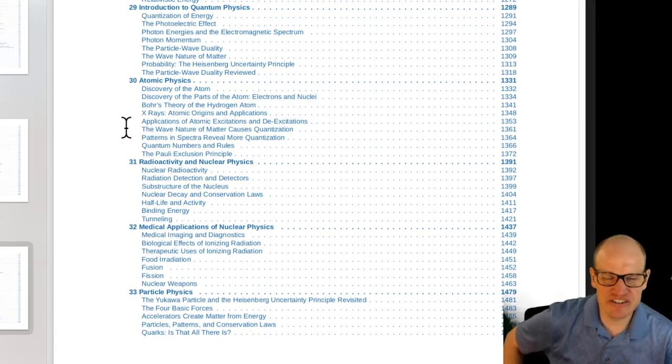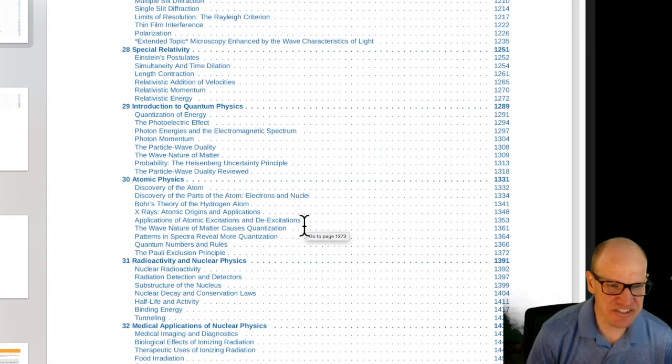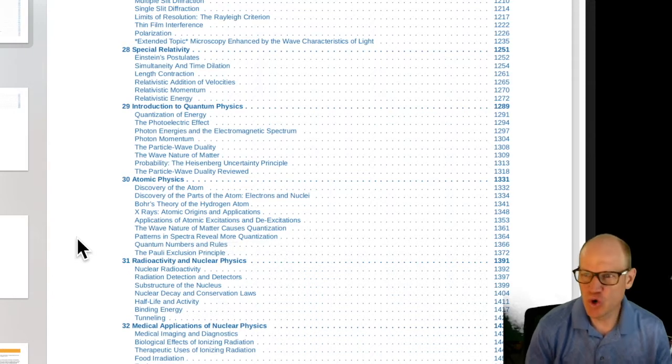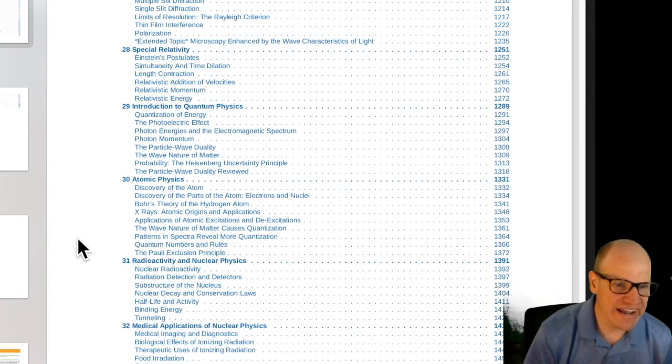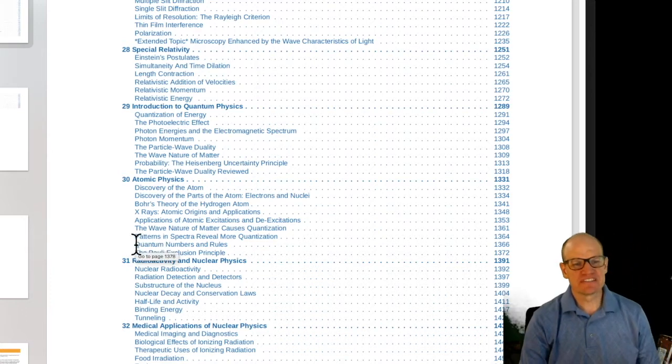Bohr's theory of the hydrogen atom, which is wrong. And then atomic origins. Applications of atomic excitations and de-excitations, that's going to be useful. Wave nature of matter causes quantization. That will be really interesting. That's actually probably the most interesting part of this thing. Patterns in spectra reveal more quantization. And quantum numbers and rules explained in the Pauli exclusion principle. Seems pretty good.